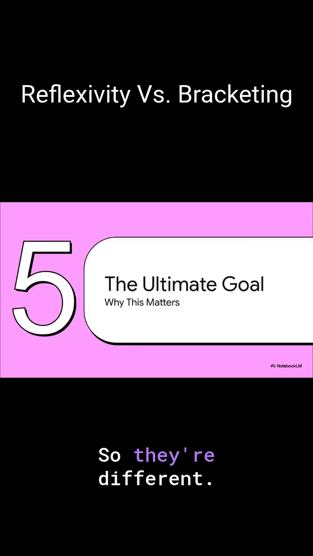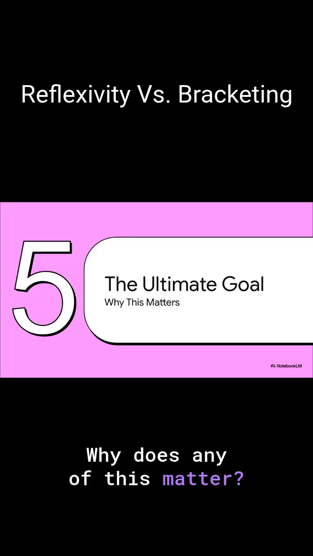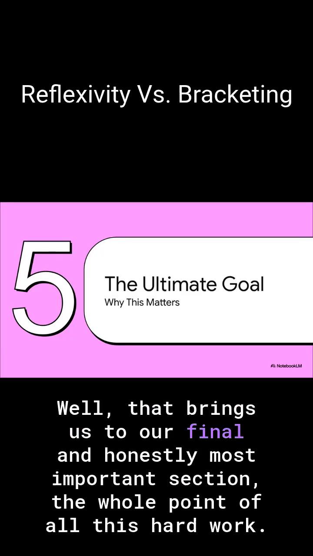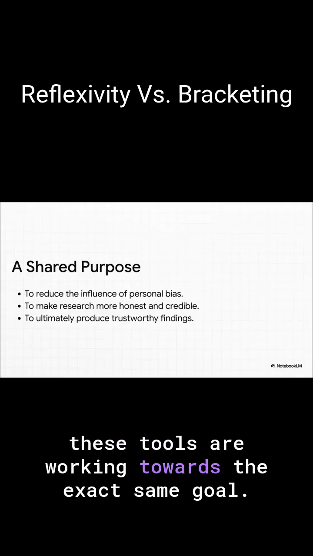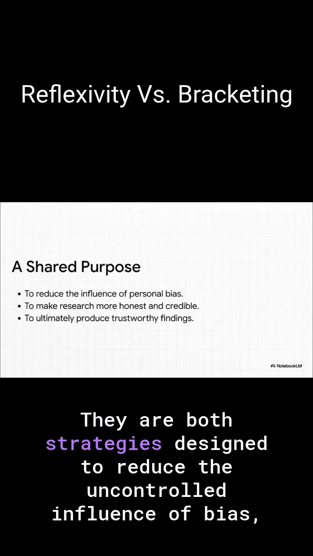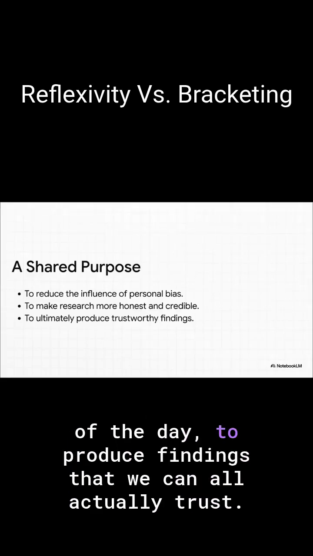Okay, so they're different. We get it. But why do we use them? Why does any of this matter? Well, that brings us to our final and, honestly, most important section, the whole point of all this hard work. Here's the thing. Despite their different methods, the mirror versus the box, both of these tools are working towards the exact same goal. They are both strategies designed to reduce the uncontrolled influence of bias, to make the entire research process more transparent and more honest, and at the end of the day, to produce findings that we can all actually trust.